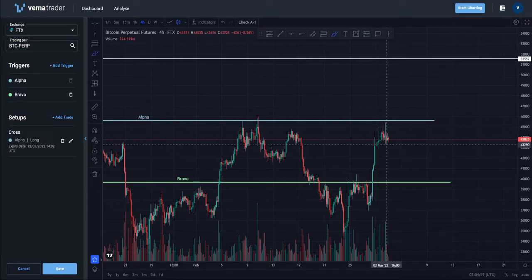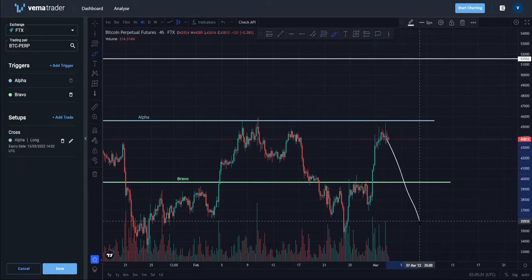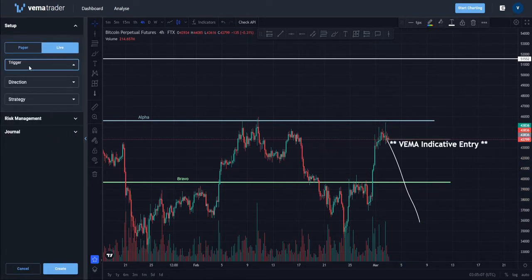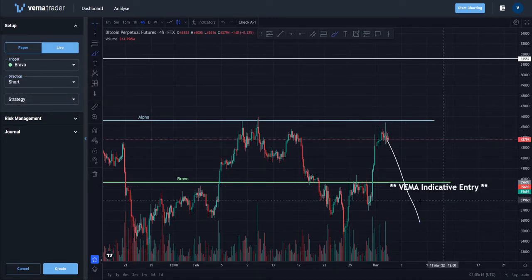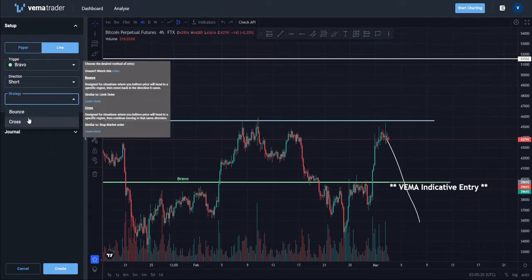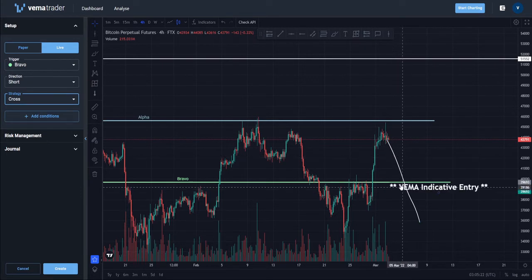Now, the second setup, in fact, I'll do the opposite, the breakthrough Bravo, and keep going, just to show you guys again how to set that up. So this time, really all it changes is I want Bravo. I want Bravo as my trigger because I'm on the other line. I want short because I'm planning on shorting if Bravo breaks. And I want, again, a cross because I want to get in on the cross of Bravo. Again, operate on candle close.